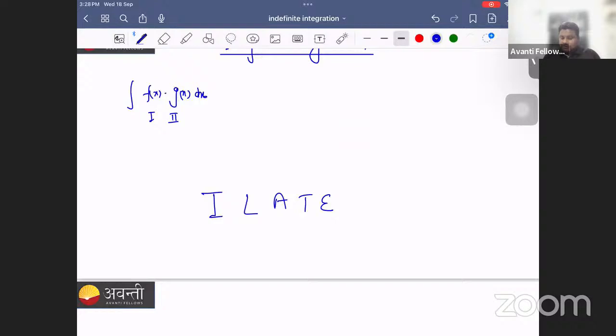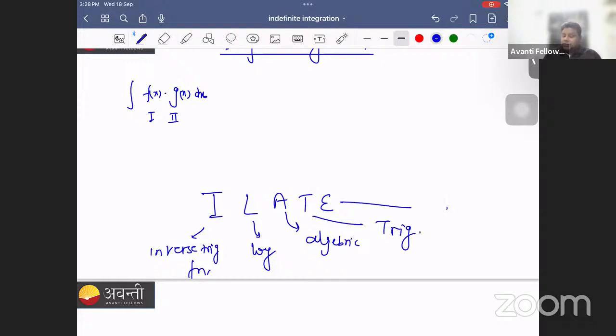I is what? Inverse trigonometric function. L is what? Log function. A is algebraic. T is trigonometric. And E is exponential. Got it? So if there is a logarithmic and a trigonometric altogether, you are going to assume logarithmic as first function, trigonometric as second function. As such, this is not a hard and fast rule, but in some cases, it actually helps.